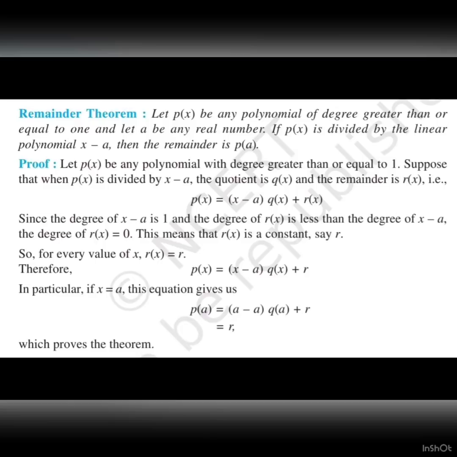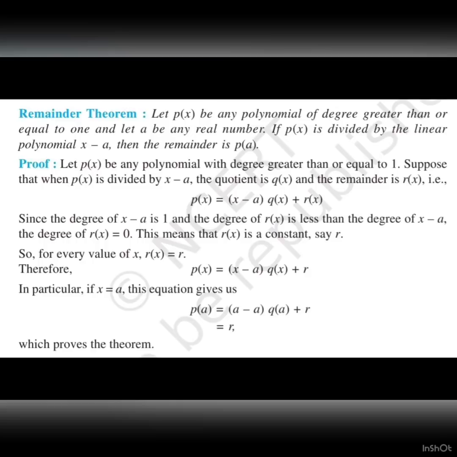So according to the division algorithm, dividend is equal to divisor into quotient plus remainder. So p(x) is equal to (x minus a) into q(x) plus r(x). The divisor is x minus a, which is a linear polynomial. So the degree of the remainder should be less than 1. The degree of the remainder cannot be greater than the degree of the divisor. If the degree of the remainder is less than 1, it means it is a constant number. So let us take the constant number as r instead of r(x). So p(x) is equal to (x minus a) into q(x) plus r.